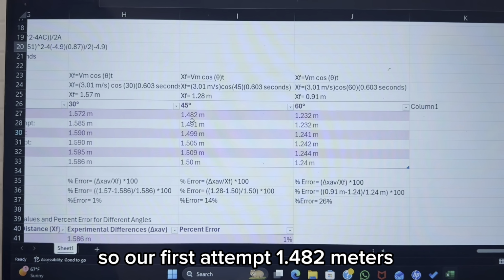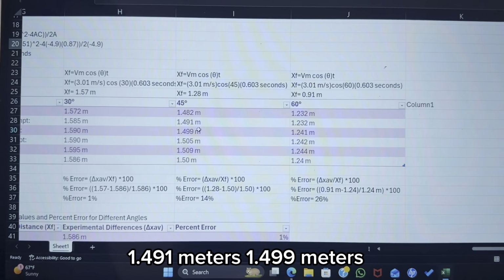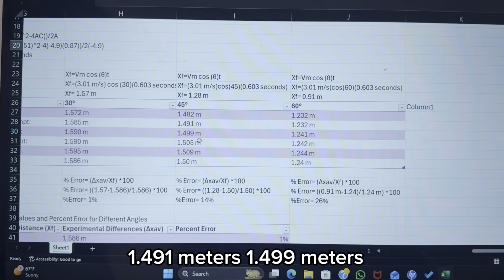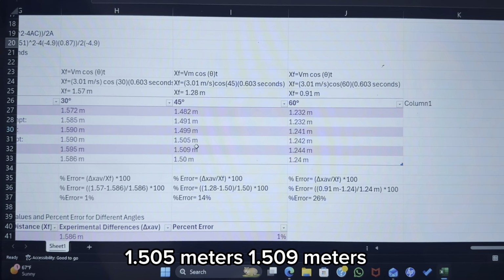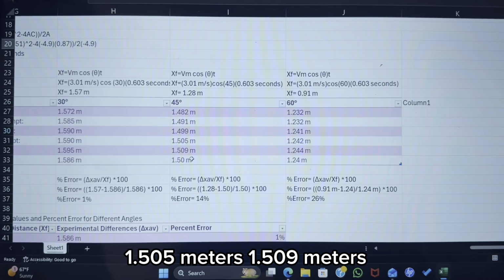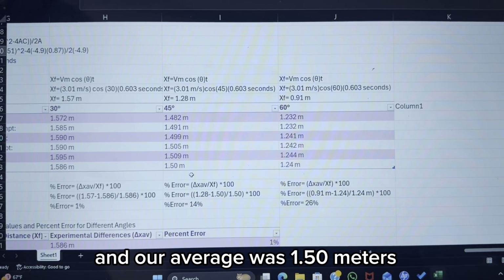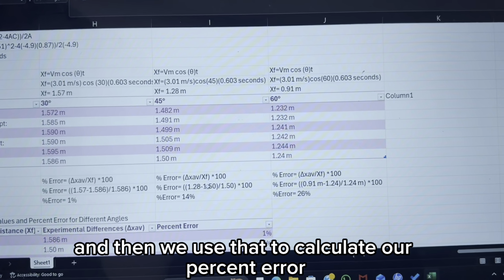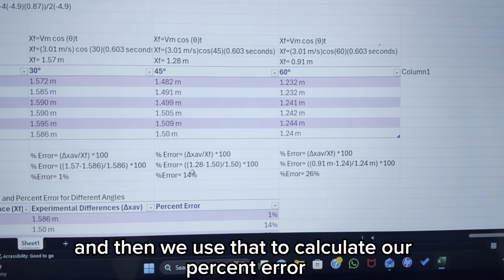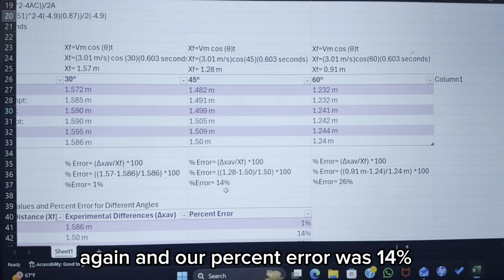So our first attempt, 1.482 meters, 1.491 meters, 1.499 meters, 1.505 meters, 1.509 meters, and our average was 1.50 meters. And then we used that to calculate our percent error again, and our percent error was 14%.